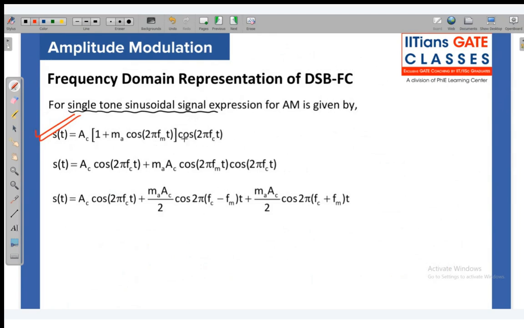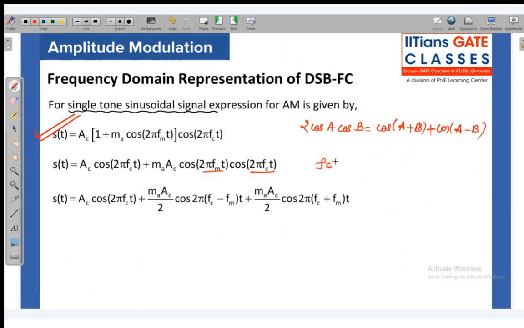Now we will multiply this. So cos omega ct is multiplied here: Ac cos omega ct, and here it is Ac ma cos omega ct cos omega mt. Here is the multiplication of two cosines. We know the formula of 2 cos A cos B. What is the formula? That is cos(A+B) + cos(A-B). So we are performing cos(A+B) here.